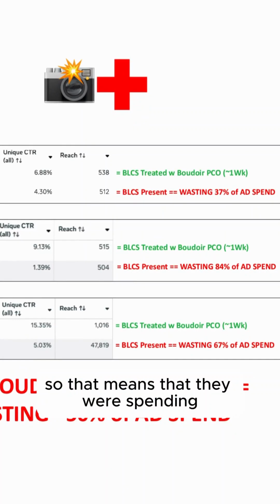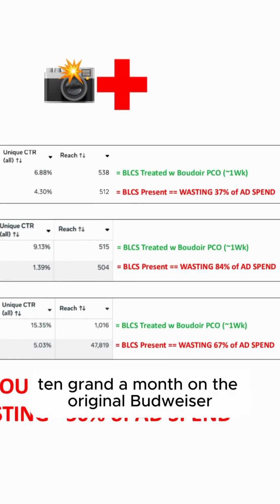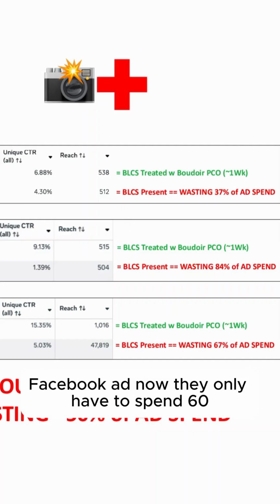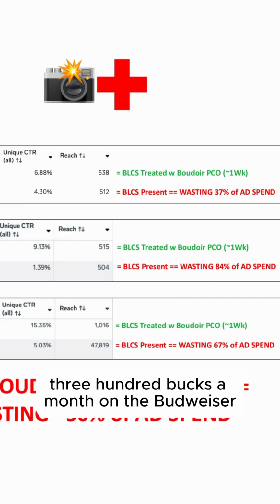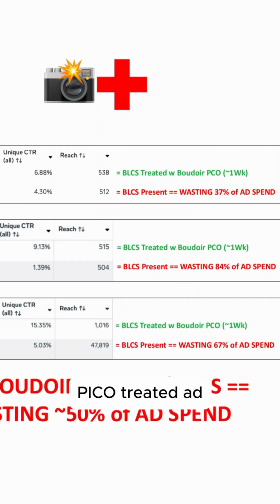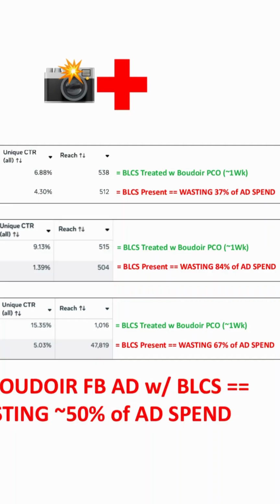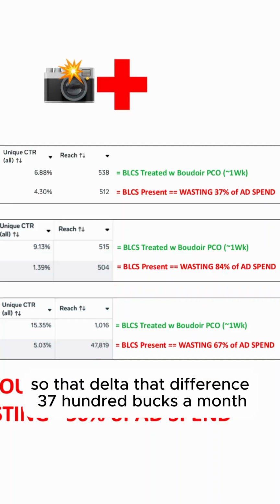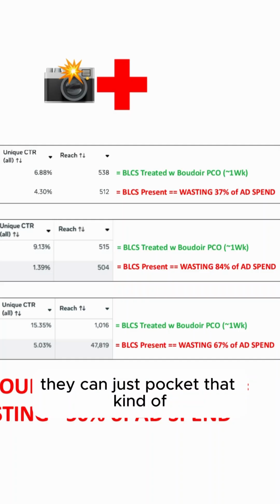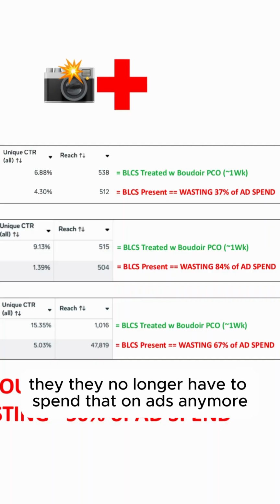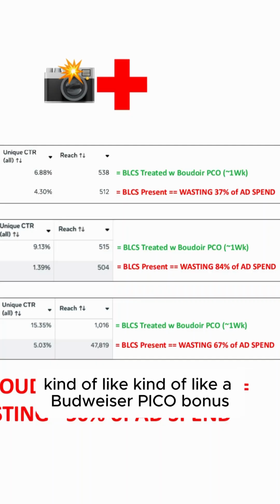So that means if they were to spend 10 grand a month on the original Boudoir Facebook ad, now they only have to spend $6,300 a month on the Boudoir Pico treated ad to get it into the same number of women's brains. So that delta, that difference, $3,700 a month, they can just pocket as a phantom bonus. They no longer have to spend that on ads anymore, kind of like a Boudoir Pico bonus.